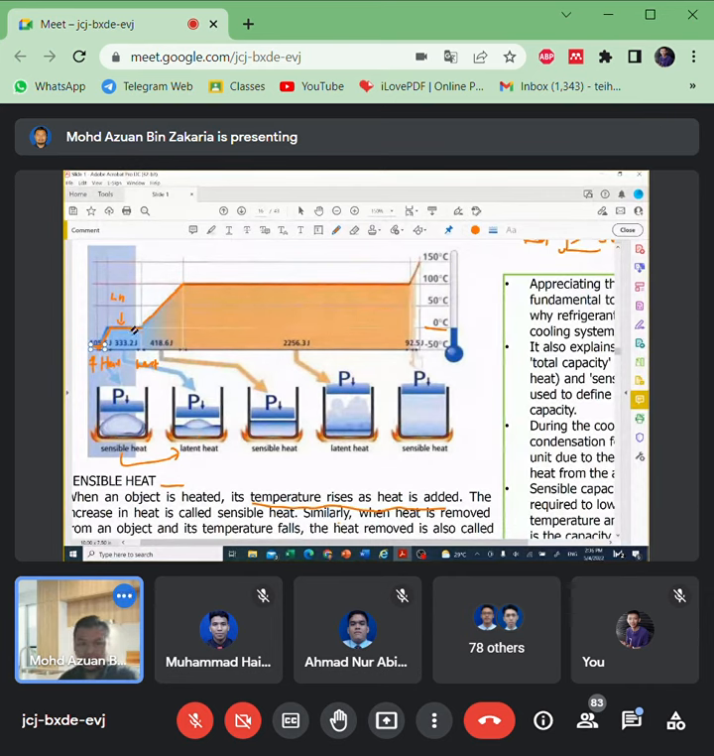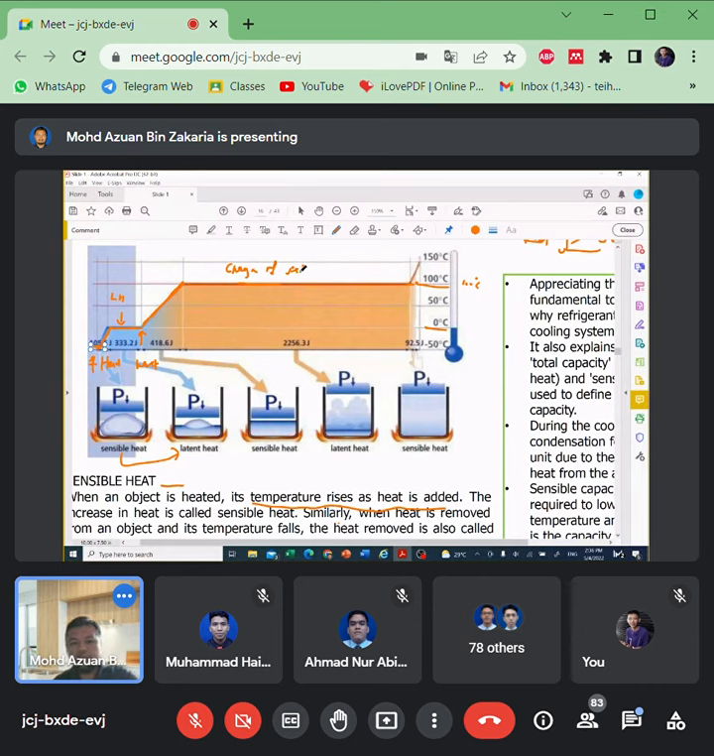We check another example. After it changes to total liquid, when we add more heat, what happens? The water will become hot until it reaches 100 degrees Celsius. Then the water becomes boiling water. It will reach 100 degrees Celsius only, because what happens here is a change of state.